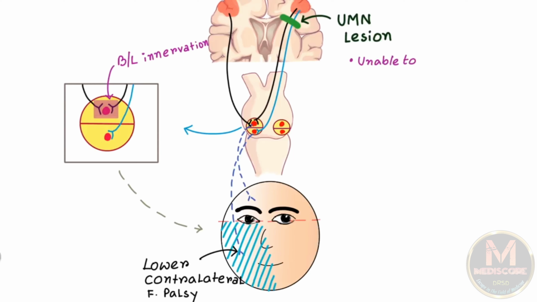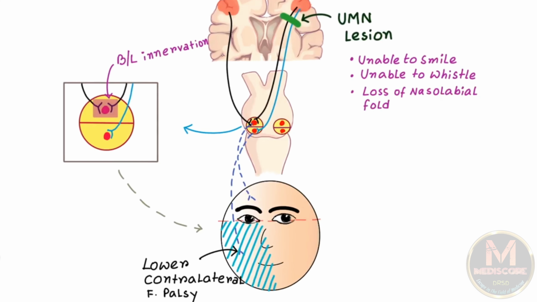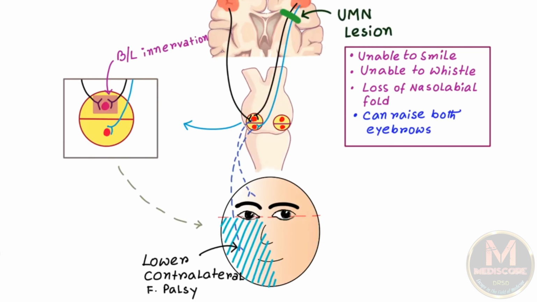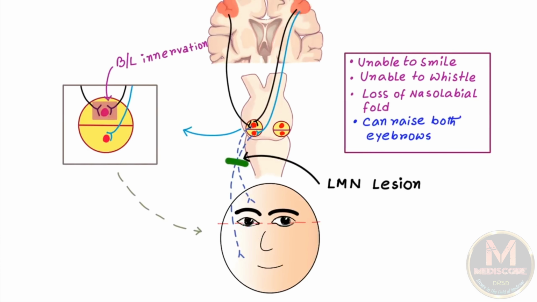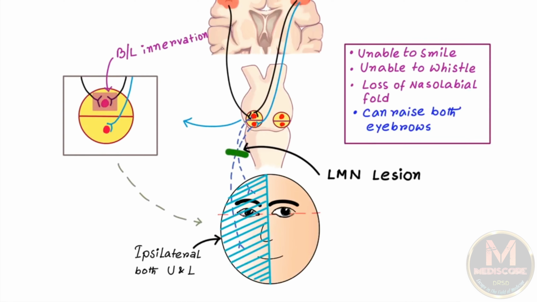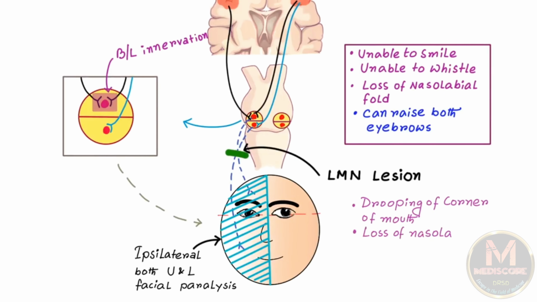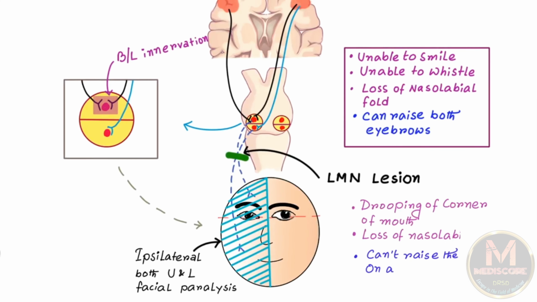Here the patient is unable to smile as well as unable to blow, that means unable to whistle, because of the palsy of the buccinator muscle. Also the patient has loss of the nasolabial fold, but characteristically, as the upper hemiface is spared, the patient can raise both eyebrows, that is, frowning is present. But in lower motor neuron lesion, please mark my word, the ipsilateral hemiface is affected, that means both upper and lower hemifacial palsy is there. So there will be all the features, but added to that the patient cannot raise the eyebrows, so the patient can't frown because of the palsy of frontalis and corrugator supercilii.